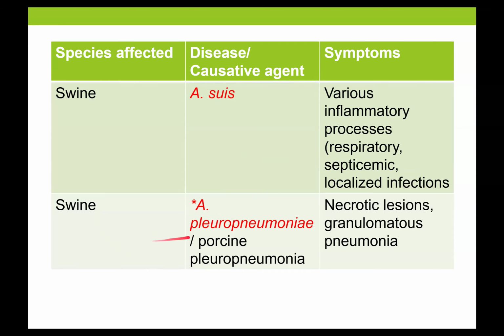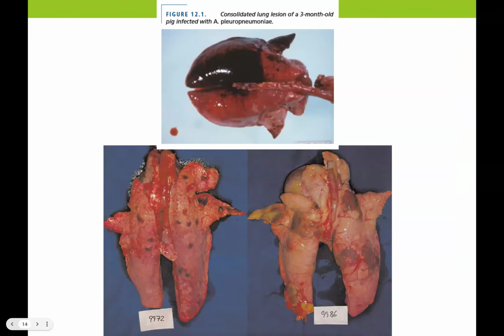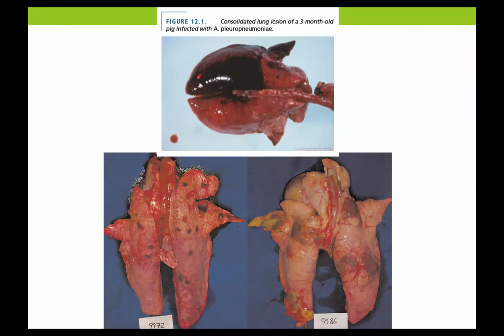Okay. And then lastly is your pleuropneumoniae. This is the APP. This is the most important one in the swine industry because it will cause granulomatous pneumonia. Now let's look at some lesions of APP. This is a consolidated lung lesion of a 3-month-old pig infected with APP. So you may see the bacteria can affect the deeper lung tissues, no? And it will cause these granulomatous lesions.